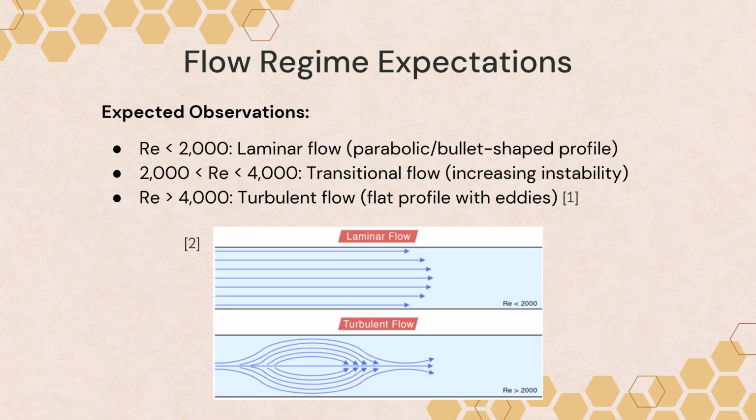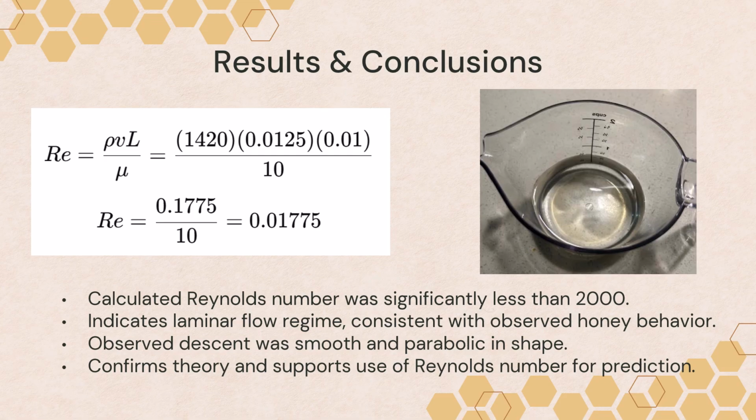Here's a visual breakdown of how different flow regimes behave based on the Reynolds number. When Re is less than 2000, the flow is laminar. It moves smoothly, often with a parabolic or bullet-shaped profile. Between 2000 and 4000, the flow becomes transitional. You may start to see some disturbances or instability. Above 4K, the flow is considered turbulent with chaotic swirls and eddies.